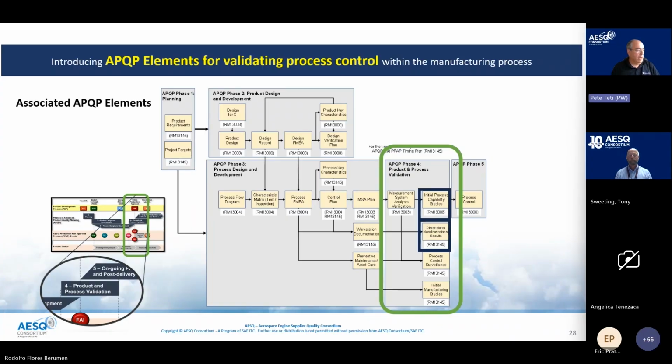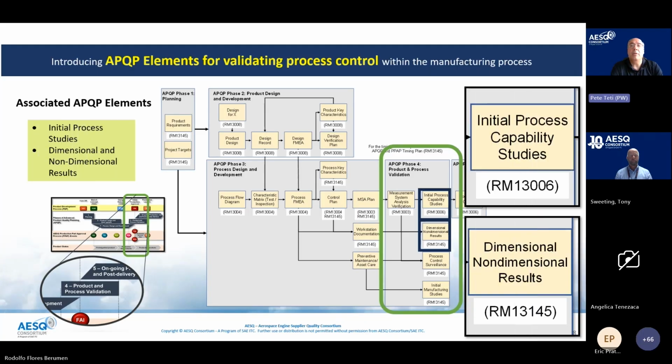So here we're going to look at elements 21 and 22 from APQP, and we're in phase 4. First one, if we can advance, is the initial process capability studies. RM 13006 has a lot of detail around how to conduct capability studies, especially when we're dealing with variable features, IDs, ODs, widths, lengths, and so forth. A lot of good case studies and instructions around what control charts to select as the control method.